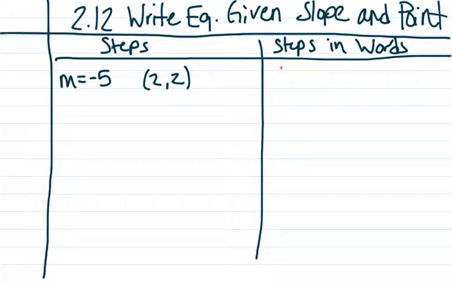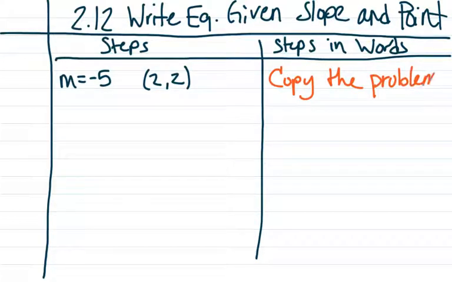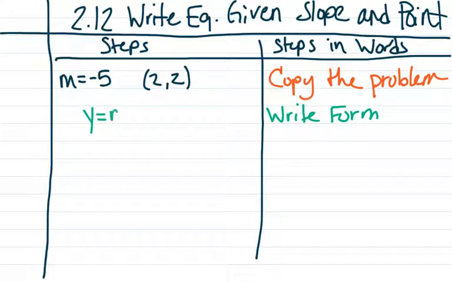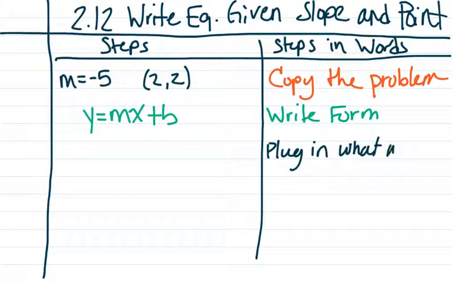So we're going to first, of course, copy the problem. Then our next step is going to be to write the form like in the last one. And our form is y equals mx plus b. And then we are going to do the same thing as before, we're going to plug in what we know. In this case, we know the slope, which is -5, and then we know an x and we know a y. So we're going to fill everything in but the b.